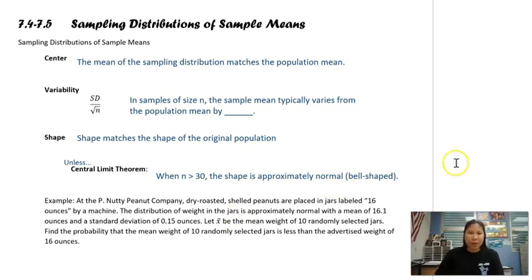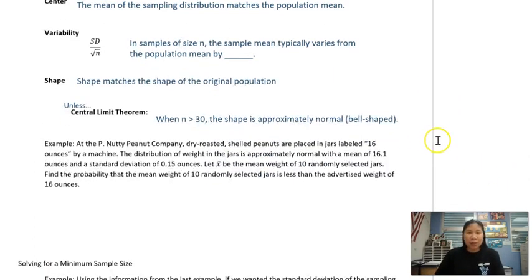So let's do an example. At the Nutty Peanut Company, dry roasted shelled peanuts are placed in jars labeled 16 ounces by a machine. The distribution of weight in the jars is approximately normal, so they're telling us it's approximately normal already, with a mean of 16.1 ounces and a standard deviation of 0.15 ounces. Let x bar be the mean weight of 10 randomly selected jars. Find the probability that the mean weight of 10 randomly selected jars is less than the advertised weight of 16 ounces. Okay, so we already know it's approximately normal, so we can draw our normal curve.